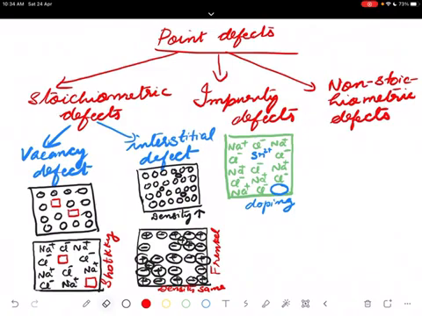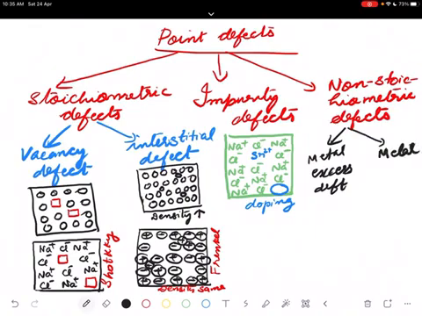Next is non-stoichiometric defects. Non-stoichiometric defects are classified into metal excess defect and metal deficiency defect.